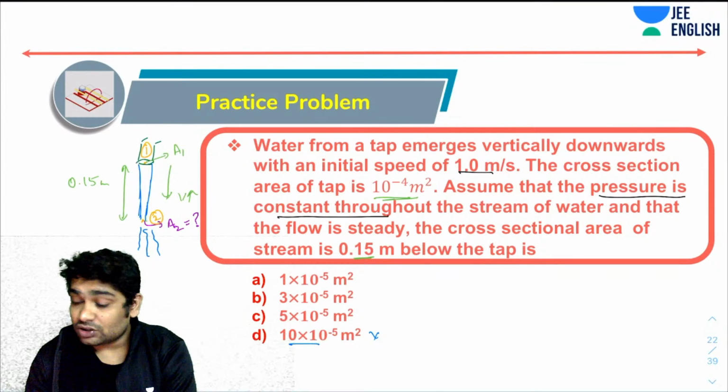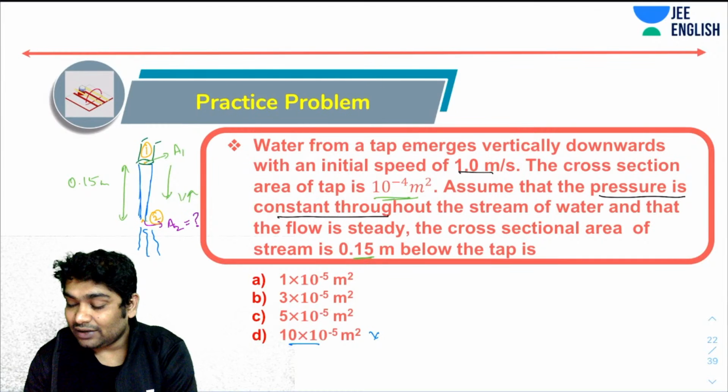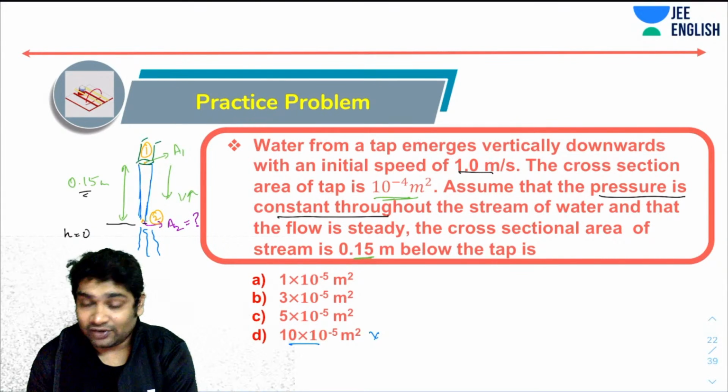So the pressure is constant throughout. So P1 equals P2, and this and this get cancelled. V1 I already knew. Let's assume if I take this height to be 0, H equals 0, then the height H1 would be 0.15.